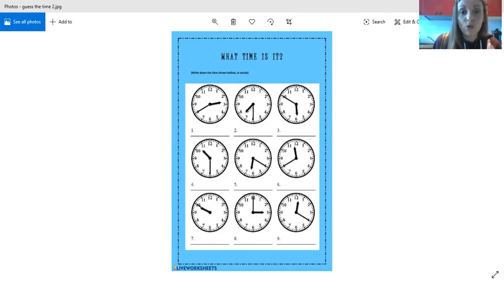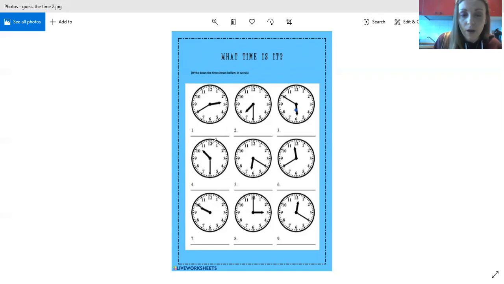Okay, so this is 7:30. So it's half, it's in the middle, 7:30. Third one, we see the short hand on 6 and the long hand on 10. So I want you to say what hour it is. Okay, so it is 10 minutes to 6. It's almost 6, but it's not 6.